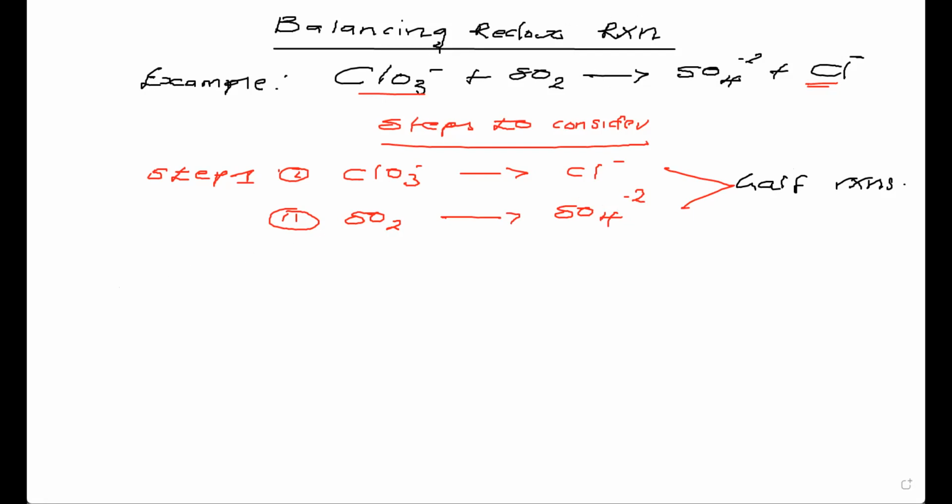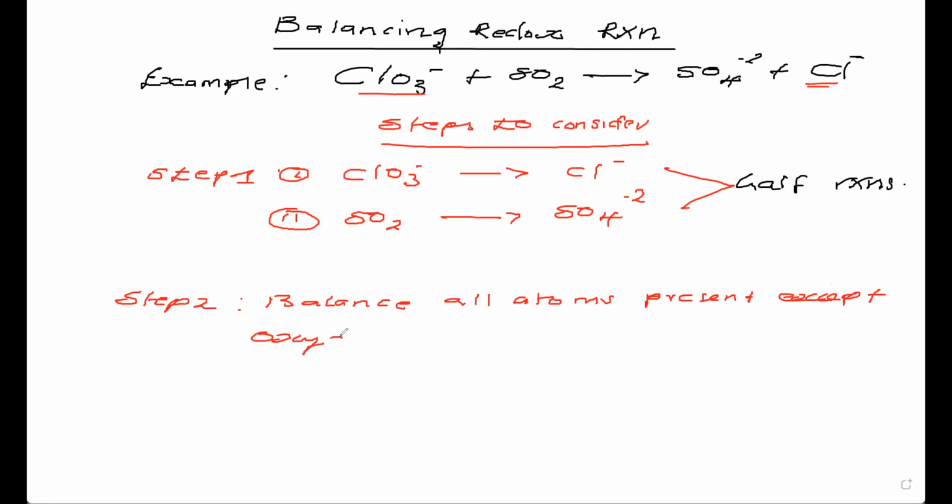Then you proceed to step number 2. Step number 2 says balance all atoms present except oxygen and hydrogen. That's the second step.